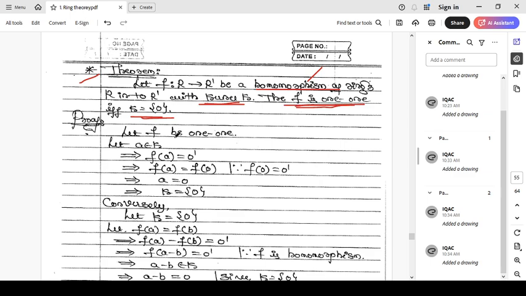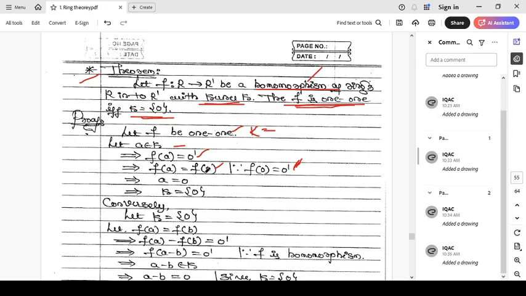So let us suppose f is one-one, and if I take a belongs to K, according to the set K, what can I write down? f of a as 0 dash I can write down. So f of a is equal to f of 0. Why? Because we have f of 0 is 0 dash, right? f of 0 as 0 dash, this we also get from the properties of homomorphism, right?